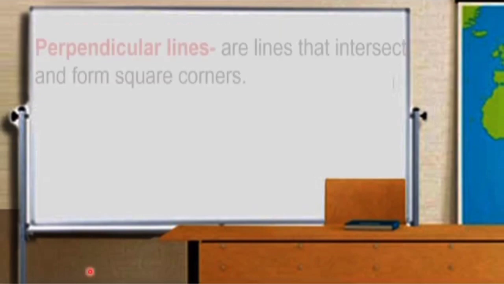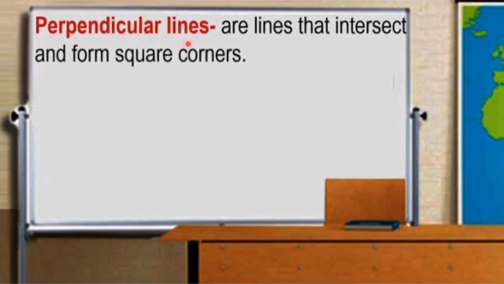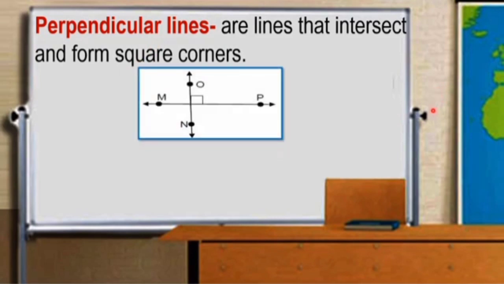Let's have our third one, the perpendicular lines. When we say perpendicular lines, these are lines that intersect and form square corners. So ito yung pinakapalatandaan ni perpendicular lines, no? They form square corners. So tignan natin yung ating illustration. So we have two lines, line MP and line ON. Try to observe, ano ang inyong napapansin.